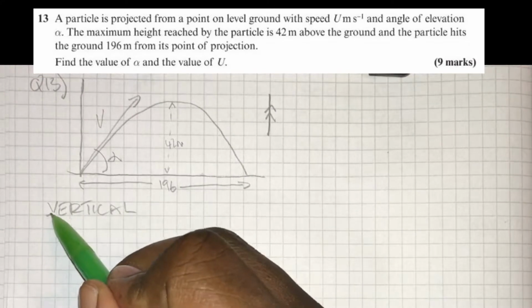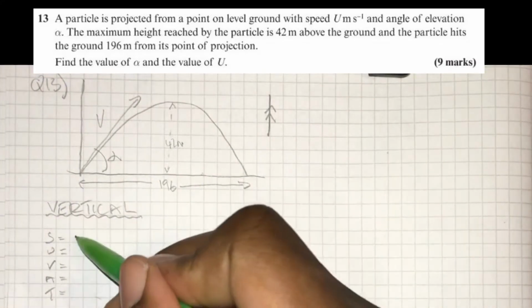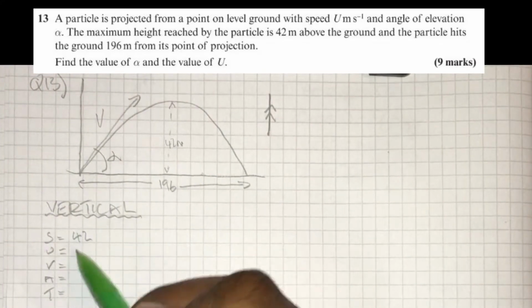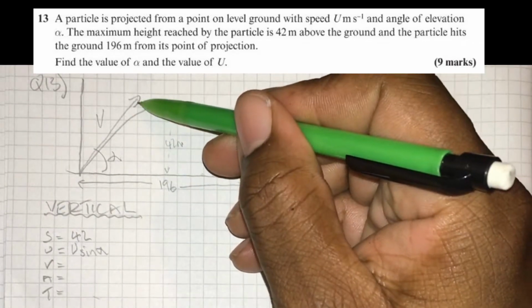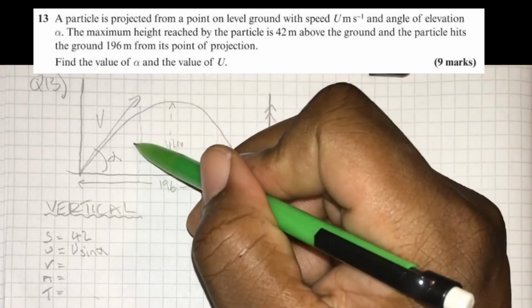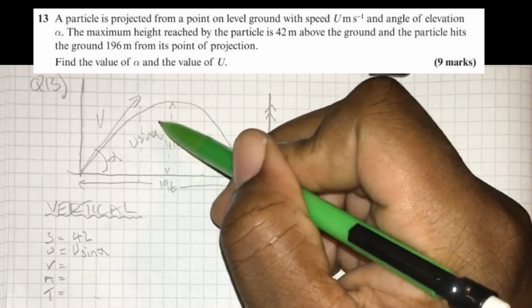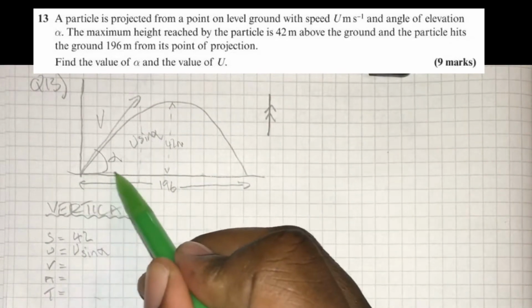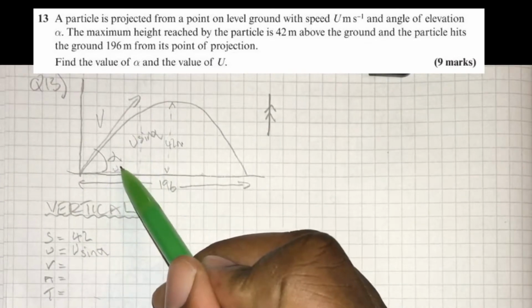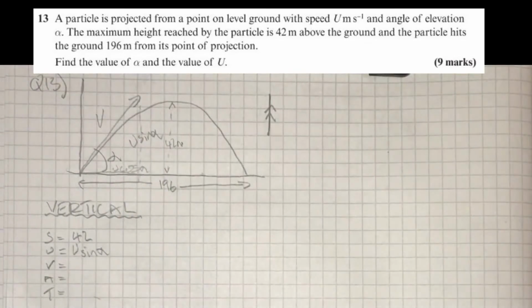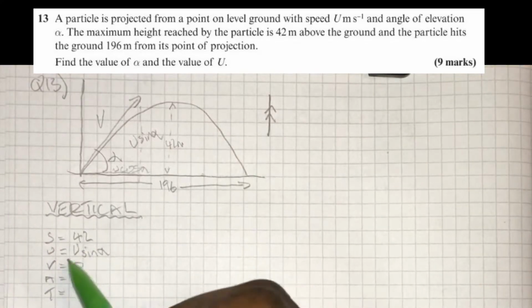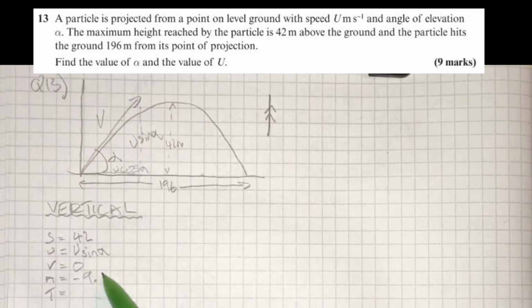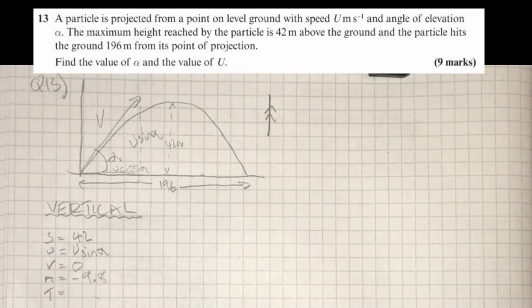Resolving vertically, I'm just going to fill in all of my SUVAT variables. I know that that maximum point is 42 meters up from where I've started. The initial velocity is going to be u sine alpha. And the final velocity, the importance of taking this maximum point is the velocity there is actually going to be 0. Acceleration is negative 9.8. And we don't know the time that it's going to take.